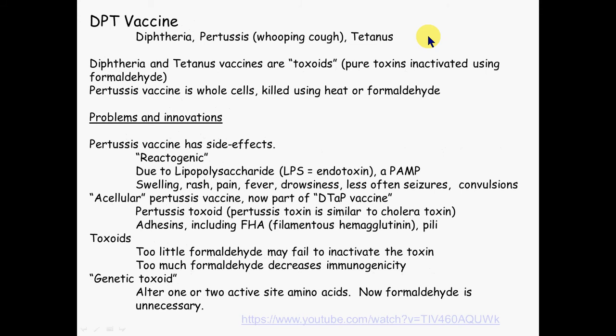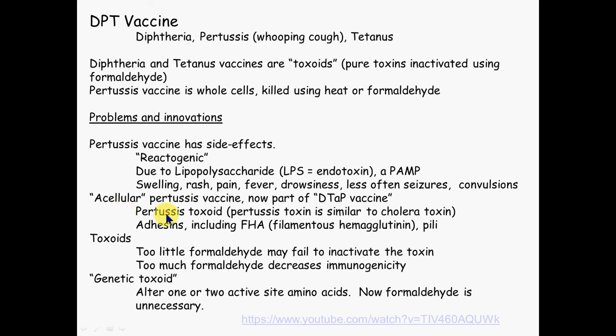Okay, and we talked about the DPT vaccine, and of the three components to it, the middle one, the pertussis, was kind of problematic. Once in a while, you get children that reacted terribly to it, with seizures and convulsions, enough so that they sometimes stopped using it. The response was what is now known as the acellular pertussis vaccine. Acellular means no cells. They removed the whole cell type of vaccine, and what they have now is this.